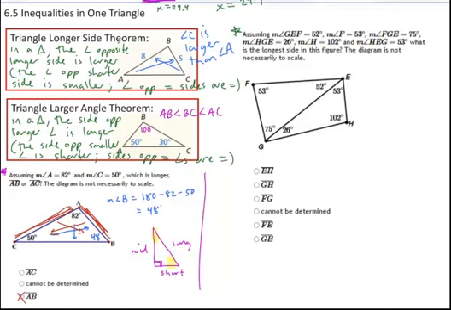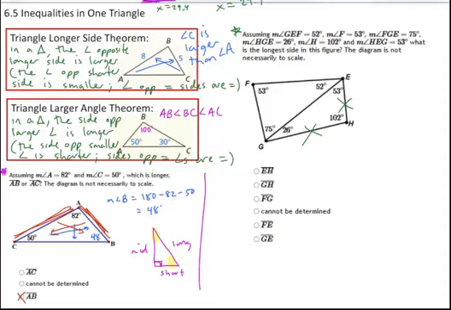GE, right? No question. That fits the pattern. That's intuitive, and that is our answer. What that means, though, is that EH and GH cannot be the answer. So I'm going to use process of elimination and get rid of those two.